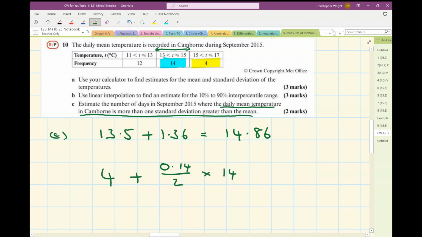So that is my estimate for the number of days where the daily mean temperature is more than one standard deviation greater than the mean. And that comes to 4.98. Hence my estimate is 5 days. And that is part C done, and that's question 10 complete.